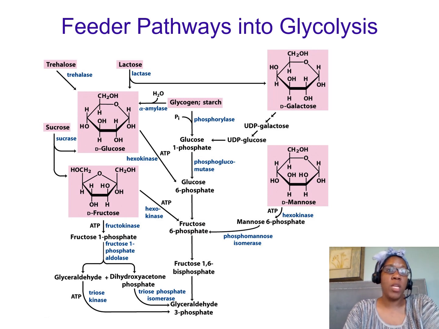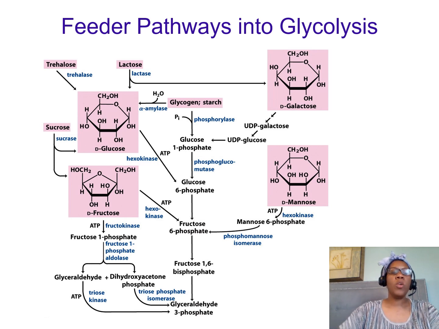We may drink a lot of milk or dairy products where we get lactose. We might eat a lot of sugar where we would end up with sucrose. And so all of those carbohydrates end up going into the glycolysis pathway, either by being converted into glucose or being converted into an intermediate in the glycolysis pathway. And so you should be familiar with certain things about our intermediates in the glycolysis pathway. So the structures in pink you should know already, so you should be able to recognize those.